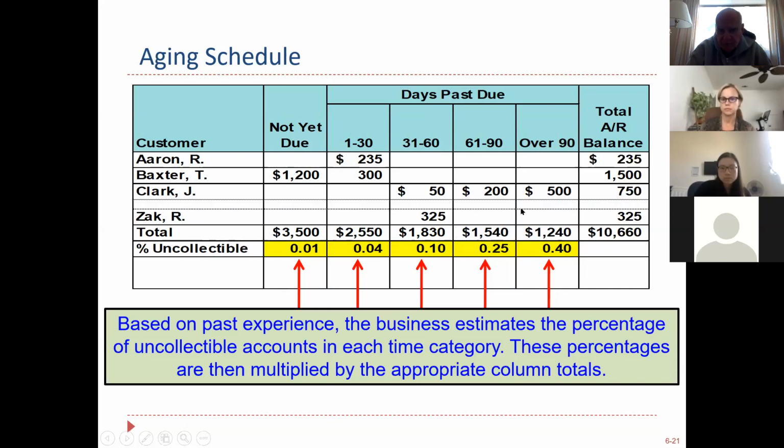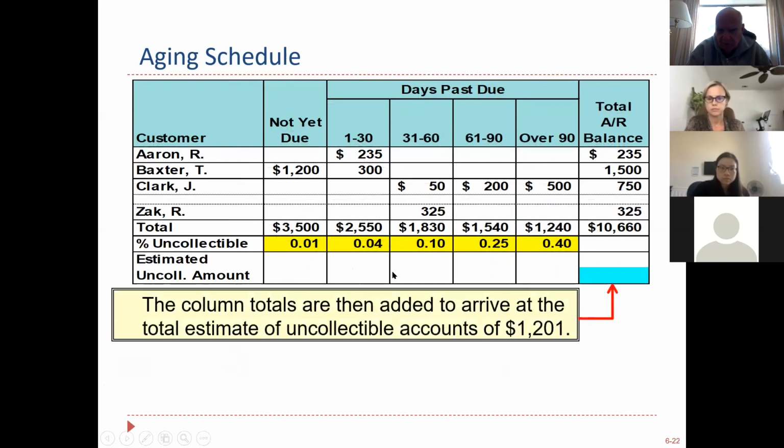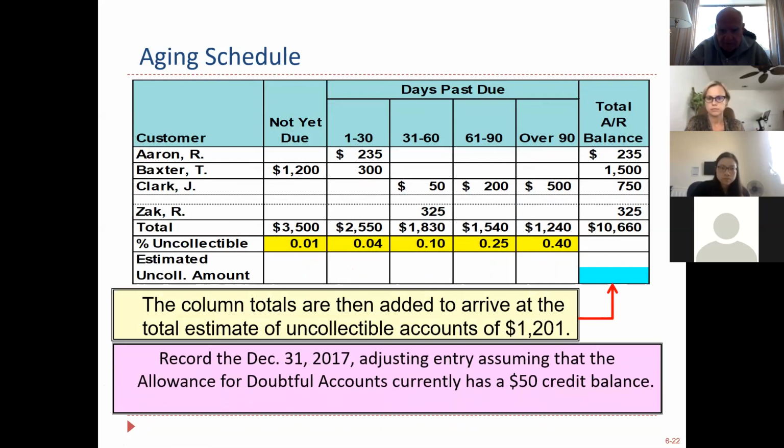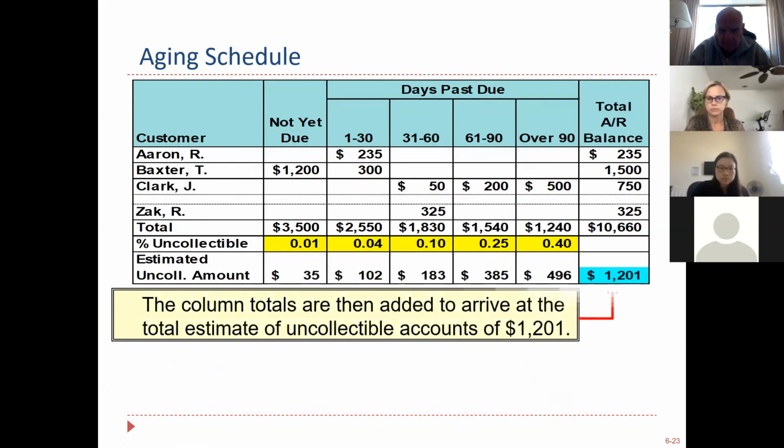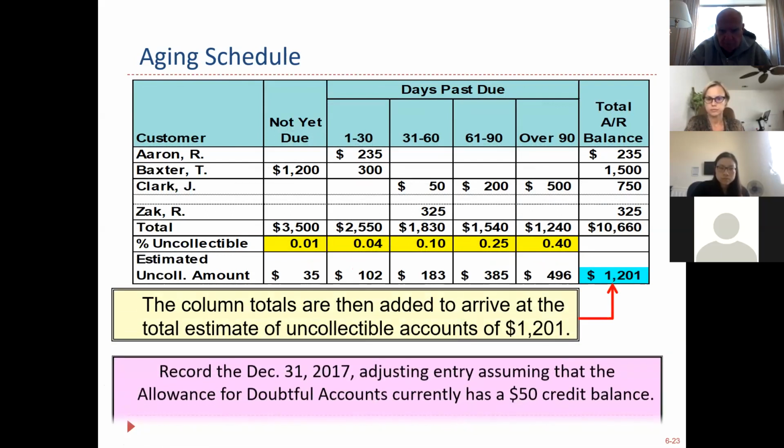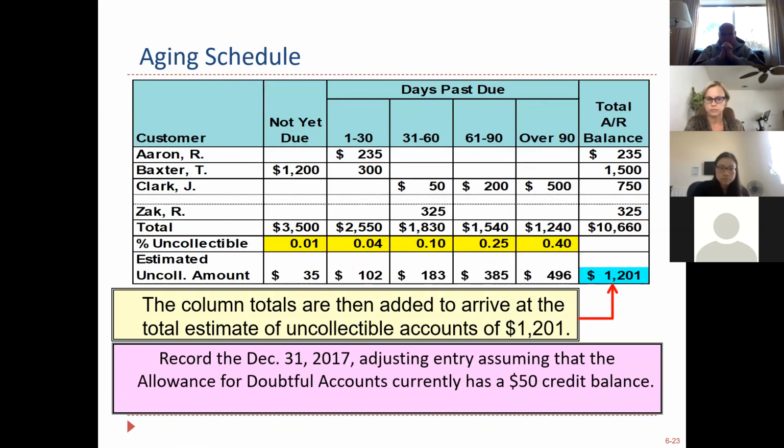Zach, he's 31 to 60, so we're getting a little bit worried. Our experience says that if it's not yet due, we're only going to lose 1%. The number gets higher as the debt gets older. And that's pretty much common sense, huh? So let's take a look. You multiply down and add across.